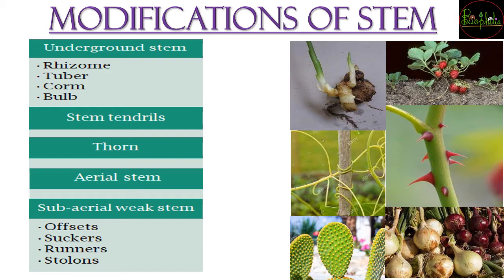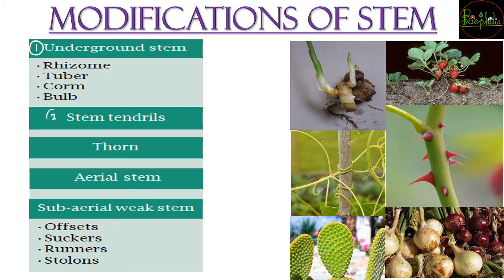So first of all, you can have an underground stem. As I told you, underground stem you can identify with the presence of nodes and internodes. So nodes and internodes hai, then that means you are going to call it as an underground stem. So you can have variations in it, like you can have rhizomes, tuber, corm or bulb.